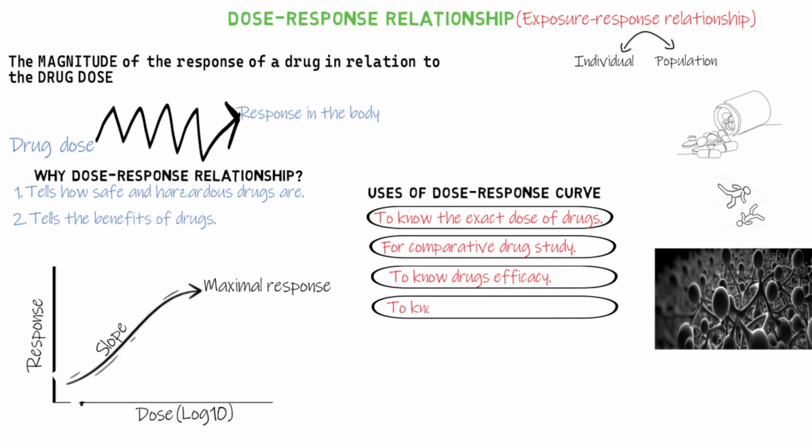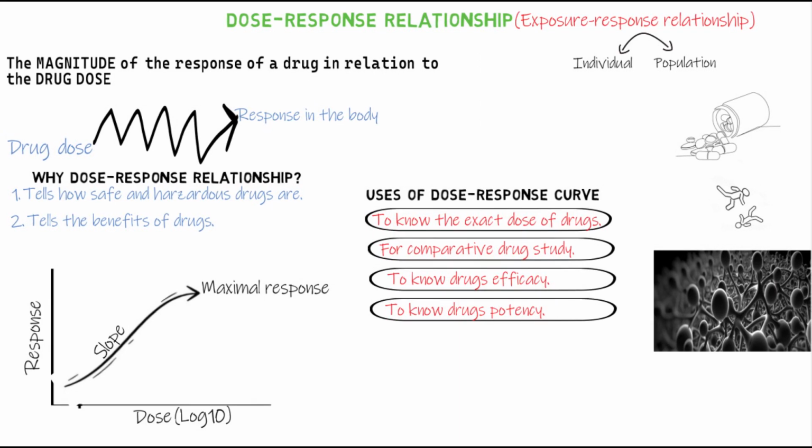Lastly, we use these curves to know the potency of drugs. Potency simply means the ability of the drug to elicit maximum response even at a lower dose. So any drug with the ability to elicit this maximum response is called a potent drug. If I have a headache and I take drug A at 250 mg and it effectively makes the headache go away, then the next day I take drug B for a headache at 500 mg, but the headache still persists, it means drug A is more potent because it was able to elicit a maximum response even at 250 mg.